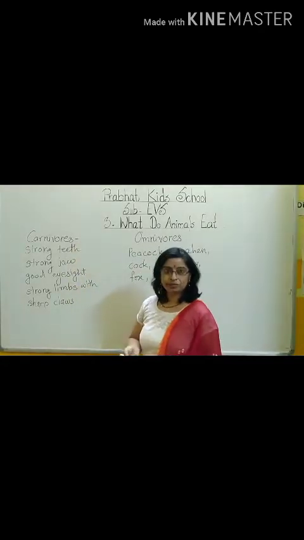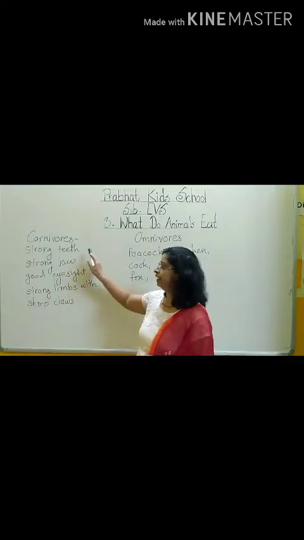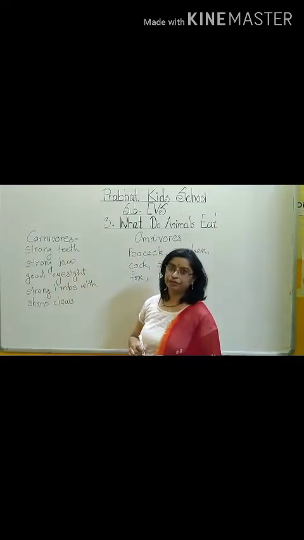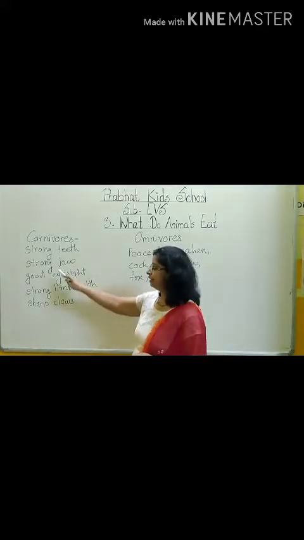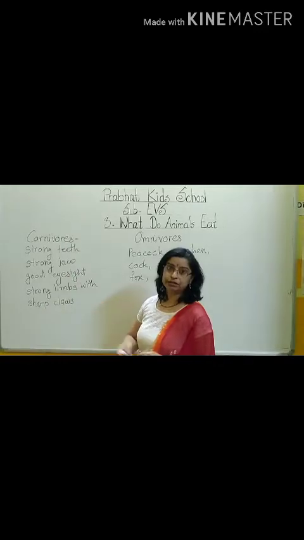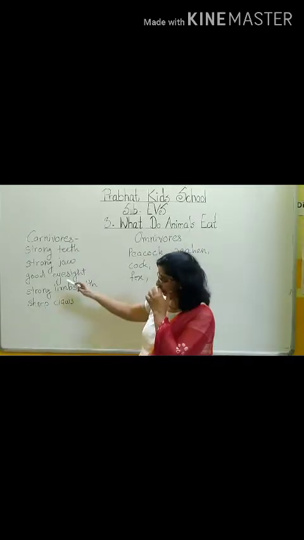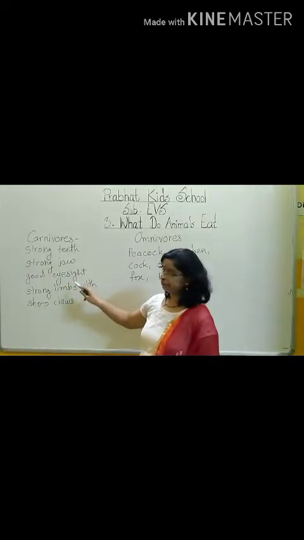Now what are the qualities of the carnivorous animals? They have strong teeth. Why? Because they kill other animals and eat their flesh. They have strong jaws to tear the flesh. They have good eyesight.